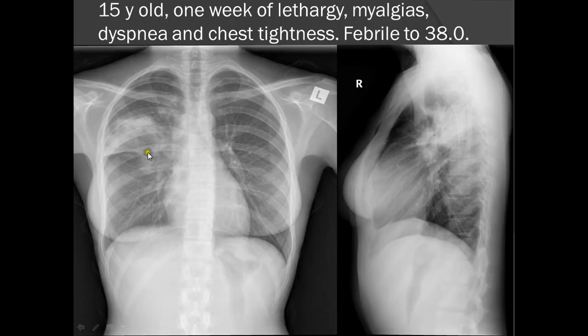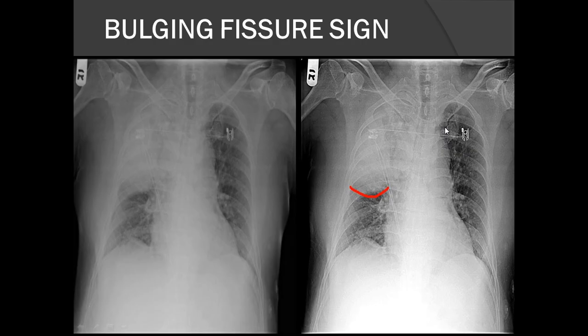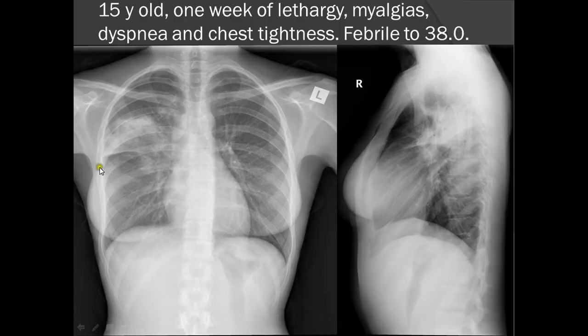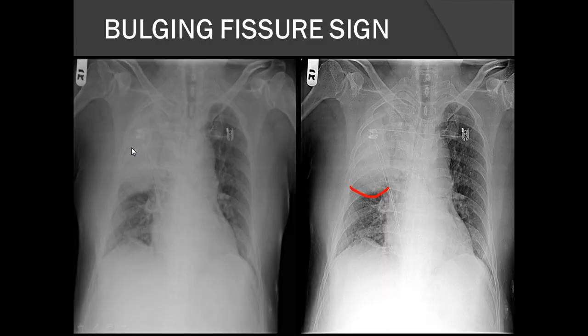Here this is the right horizontal fissure, so consolidation above the right horizontal fissure is always in the right upper lobe. You can also confirm on the lateral view. And this is a classical bulging fissure sign, which is seen in Klebsiella pneumoniae. An excessive amount of pus is secreted by this organism, and you may find the convex right horizontal fissure rather than this normal position.